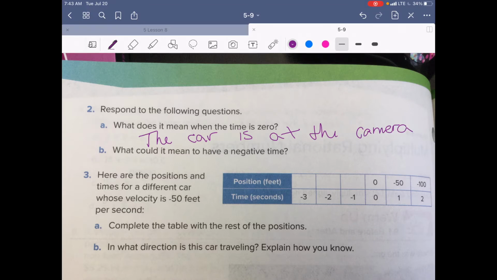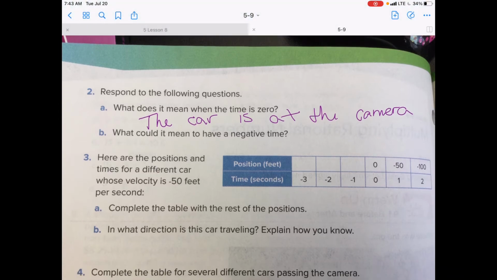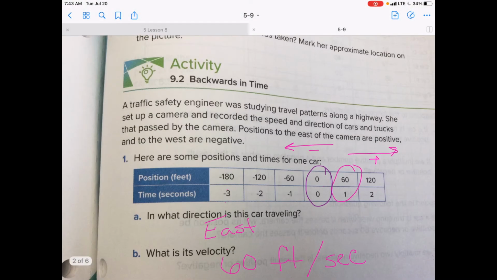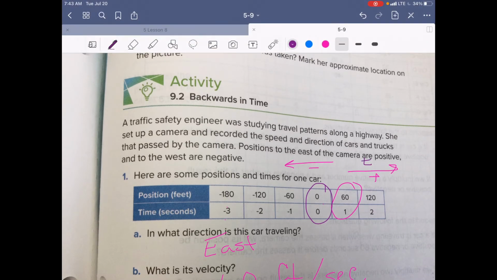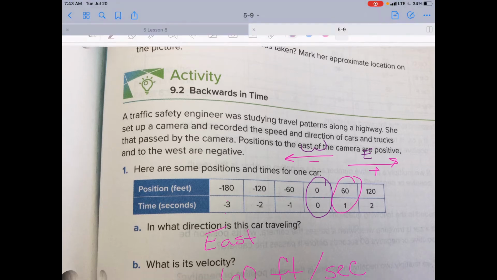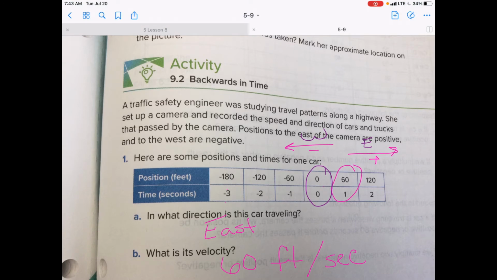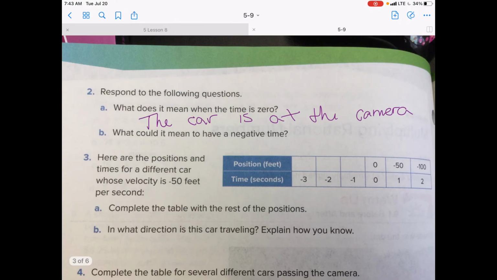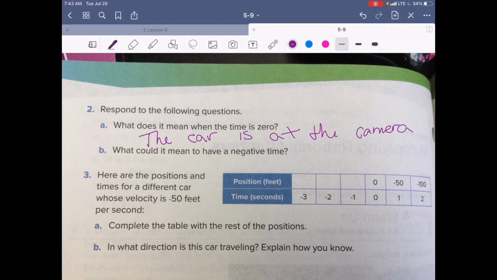And what could it mean to have a negative time? If we go back and look at our negative times, what does that mean? Remember, this is going east and this is west. So if we have a negative time, what side of the camera are they on? They're on the west side of the camera. Nice. They are on the west side of the camera.